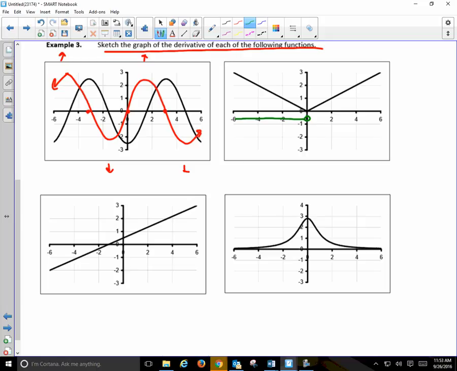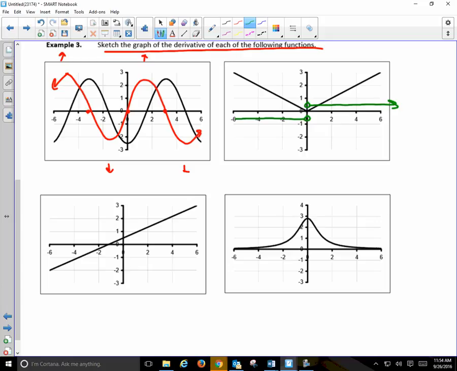And how about the slope of this guy? Positive 1/2. So my green graph is the graph of the derivative of that function. Notice I have the open circle where you can't take the derivative. Are we okay with that?